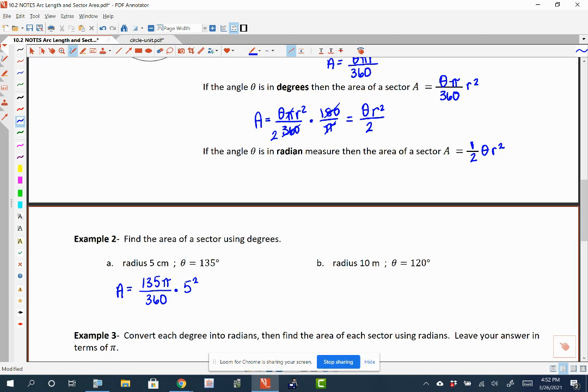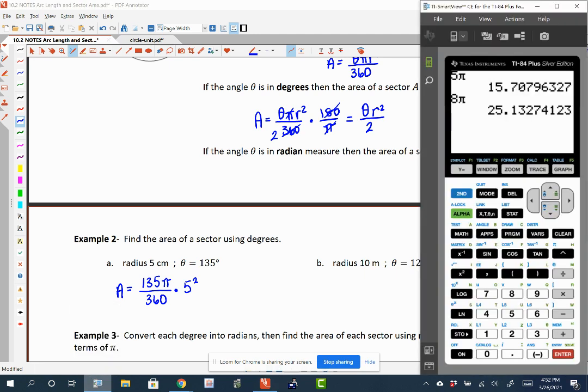Now, you can try and simplify a little bit before you put it in the calculator, or you can put it all in the calculator however you want to. I'm going to go ahead and just put it in as a fraction: 135 pi over 360. And I'd like to multiply that by my radius squared.